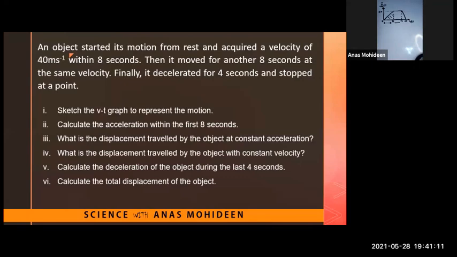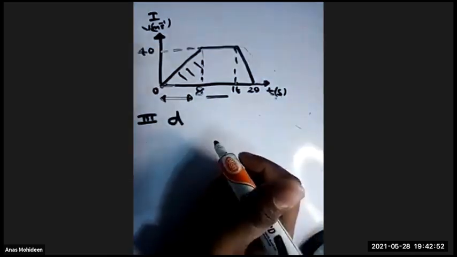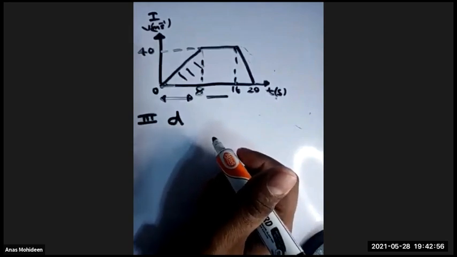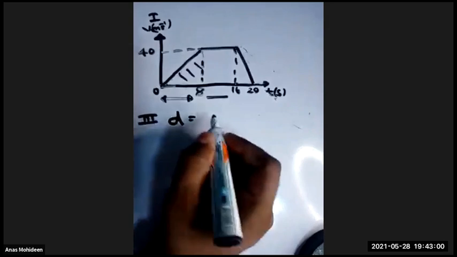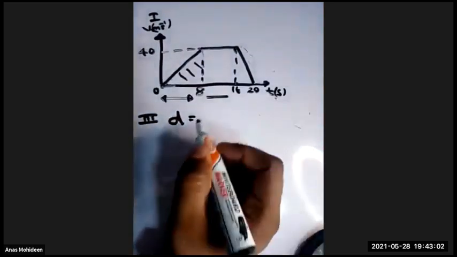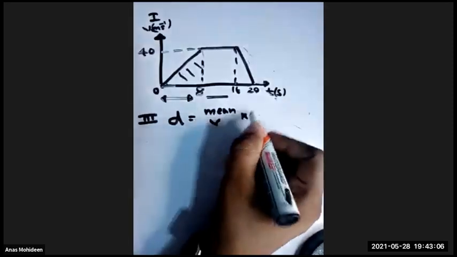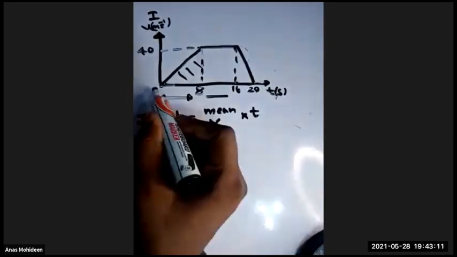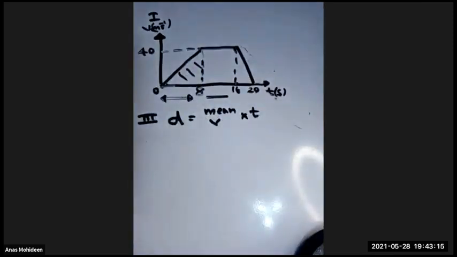What is the displacement traveled by the object at constant acceleration? So how do we find this distance? Remember, displacement is also a sort of distance, in fact the shortest distance. So displacement is equal to velocity times time. But here we have to take the mean velocity times time, because uniform velocity is not applied here. Starting with one velocity, ending with another velocity.